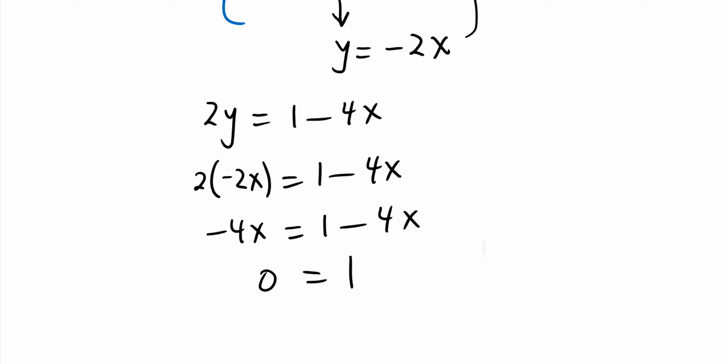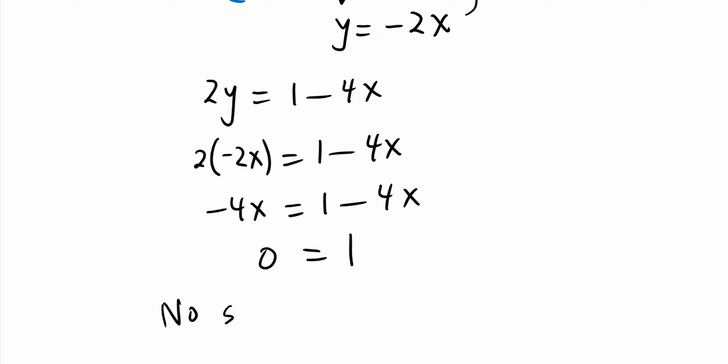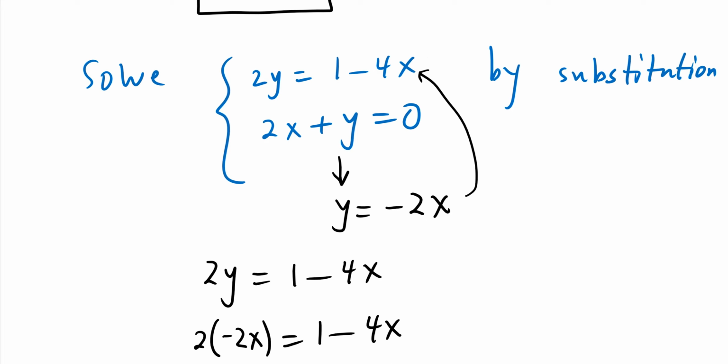So what does that mean? 0 equals 1 means the system has no solution, because 0 will never equal 1. If you get a number equal to a different number, this tells us the system has no solutions. And if you graph these two equations, you will find that they are parallel. No matter how far you extend both of them on both ends, they will never meet. That's what no solutions mean. They will never intersect at a point.